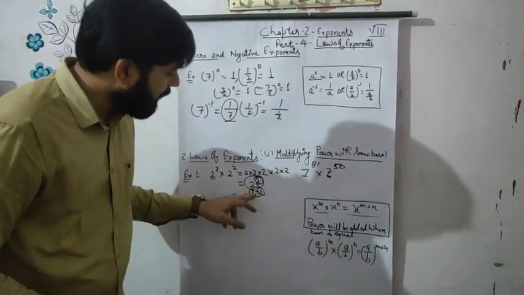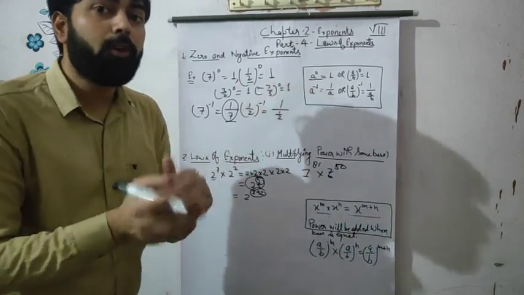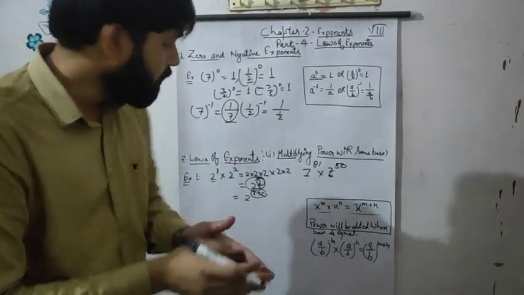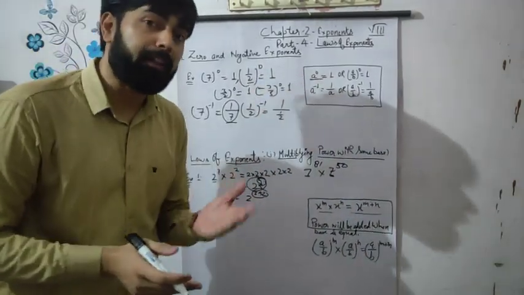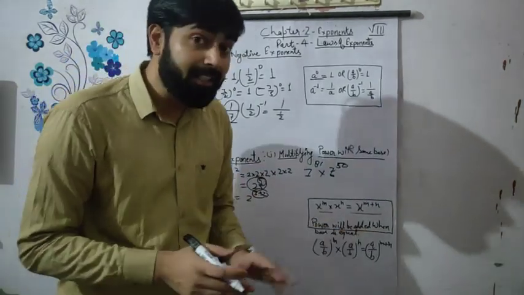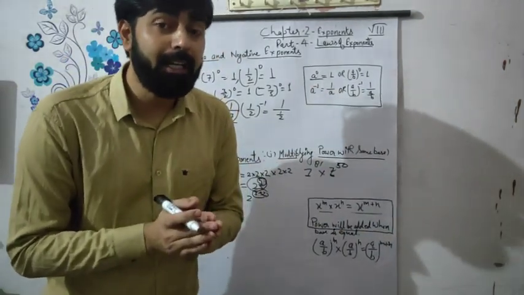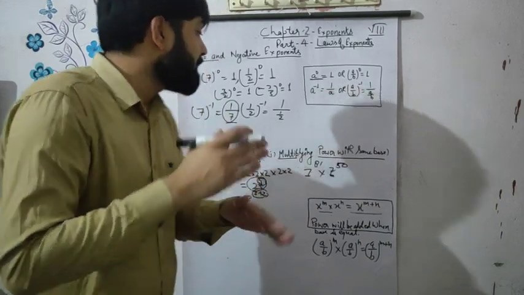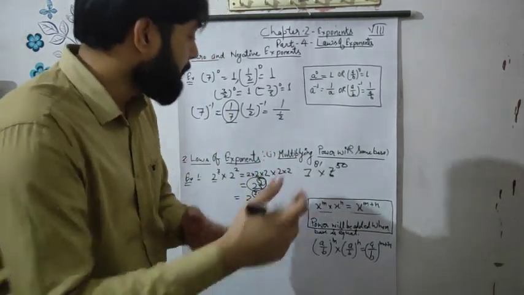Meaning, what happened here? How did 5 come? When you added 3 and 2, what did you get? 2 power 5. So this is the first law of exponent, multiplying powers with the same base.